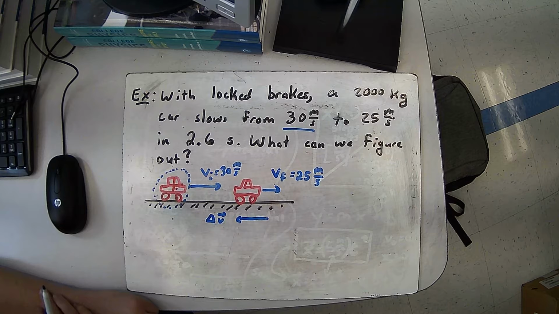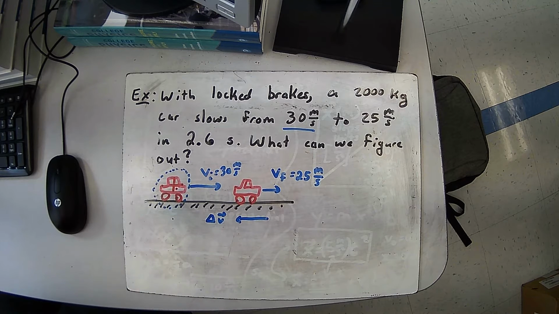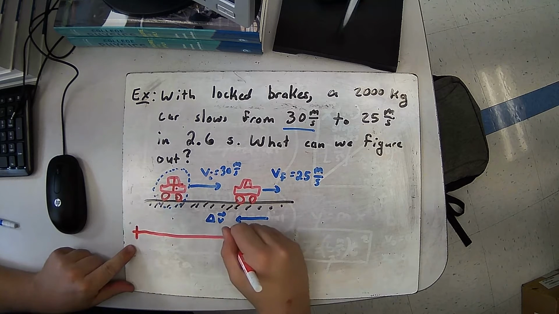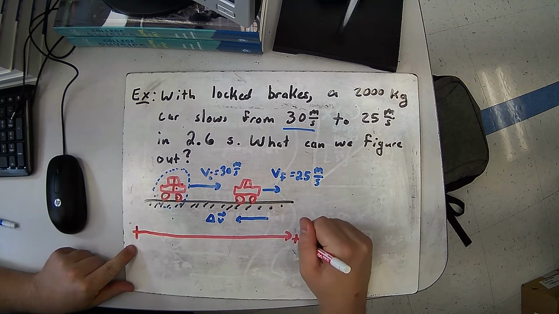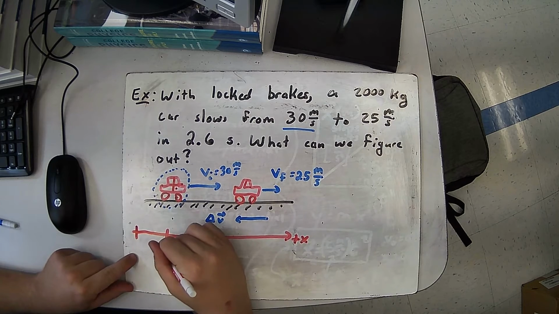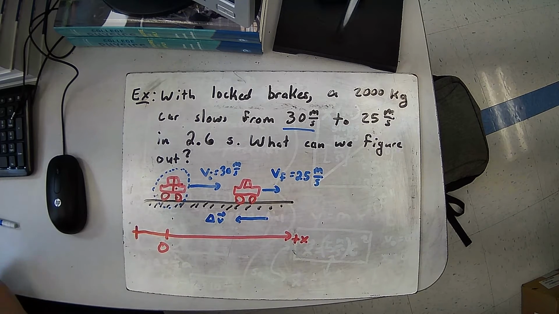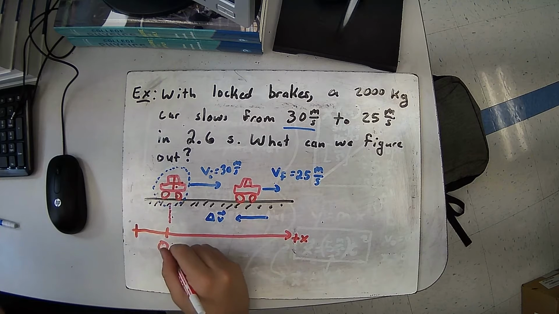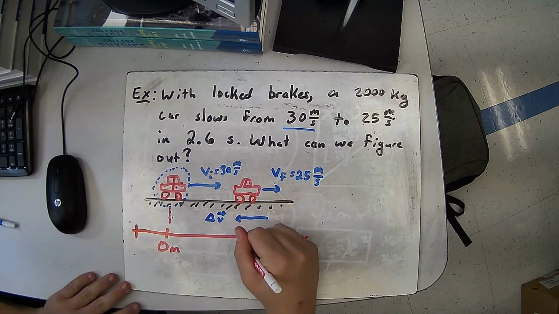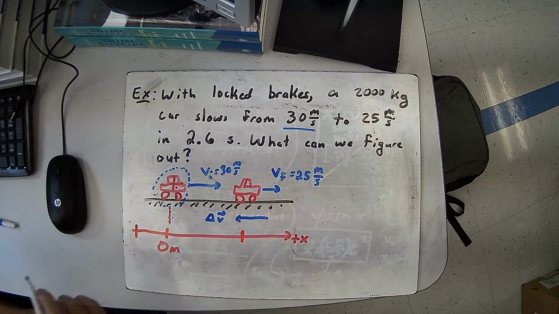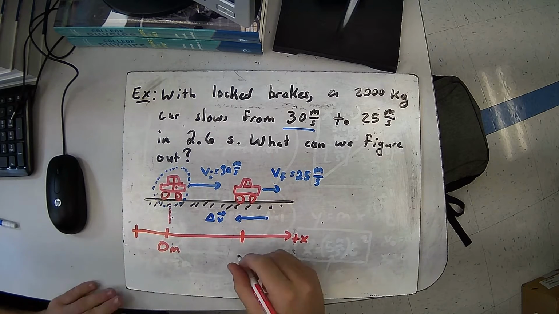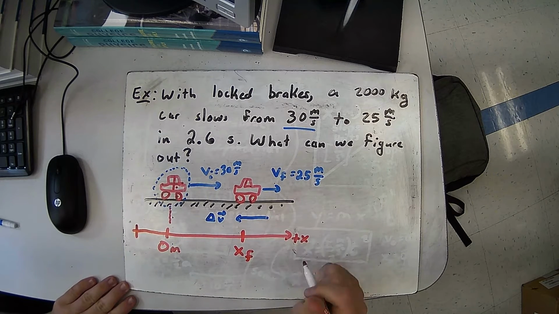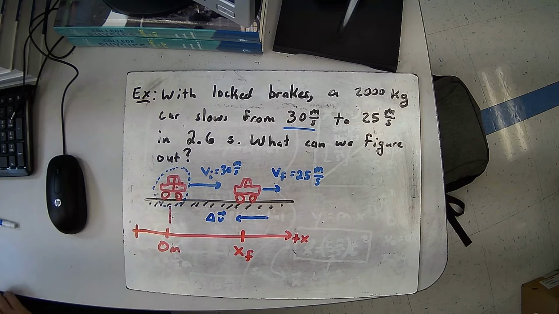What else? I need to throw a reference frame on here. So I'm going to draw myself a number line. The positive x direction is here. I'm going to choose my car starting at 0. I think that makes sense. That's a choice I get to make, but I'll say it starts at 0 meters. And we don't know the final position, but I bet we could figure it out. So let's just call this x final for now. This will be something we figure out. I think we are all set to go now.